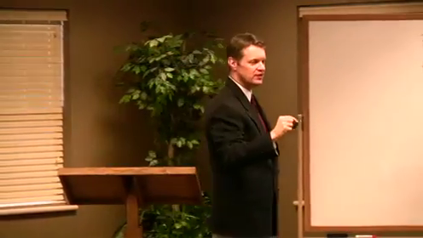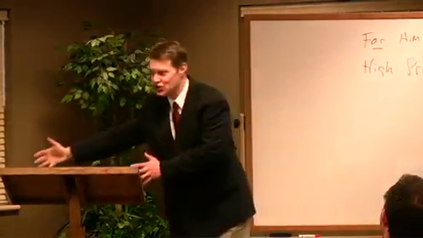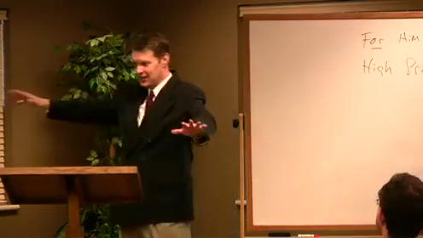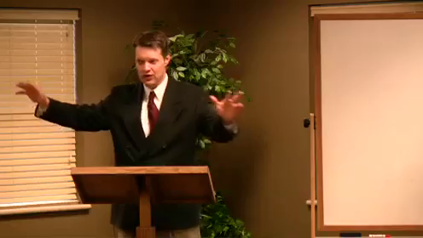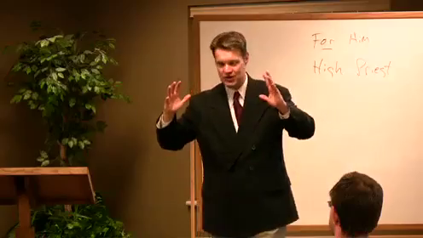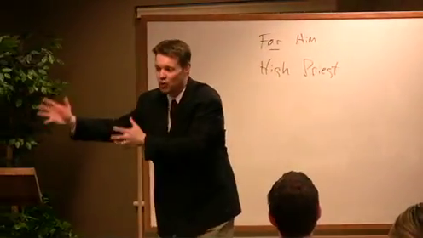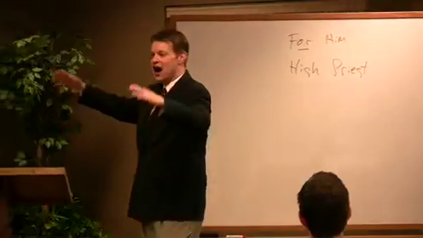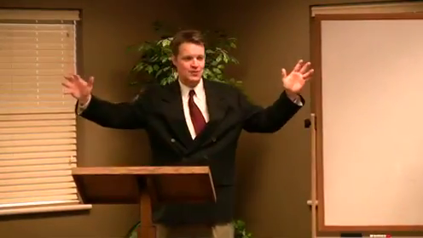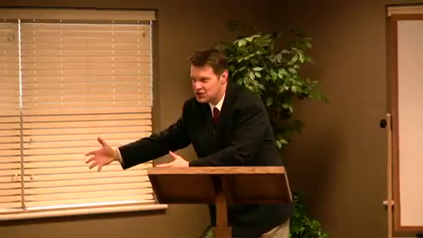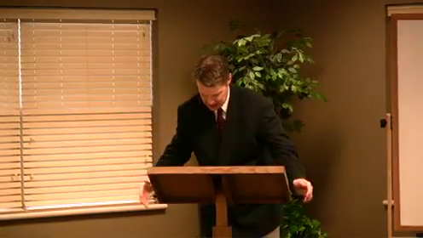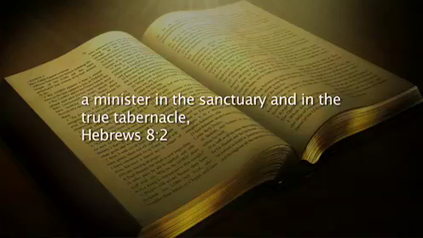Think Joseph, who was put in the right hand position of Pharaoh, overseeing everything that happened in Egypt. No one could buy or sell, go in or go out without approval from Joseph. Pharaoh was the king, but he transferred all authority to Joseph. God is the king of the universe. He gave all authority to his son who sits at his right hand, a minister in the sanctuary and in the true tabernacle.